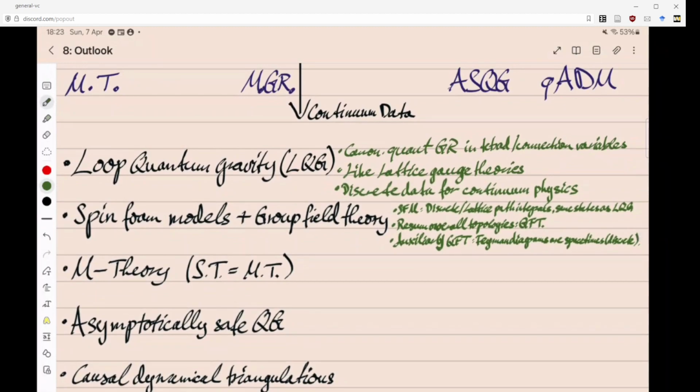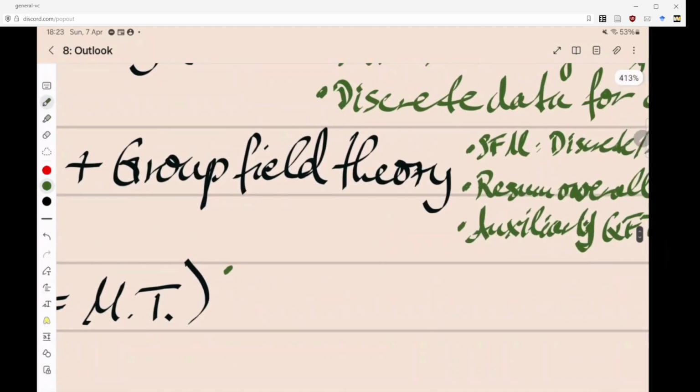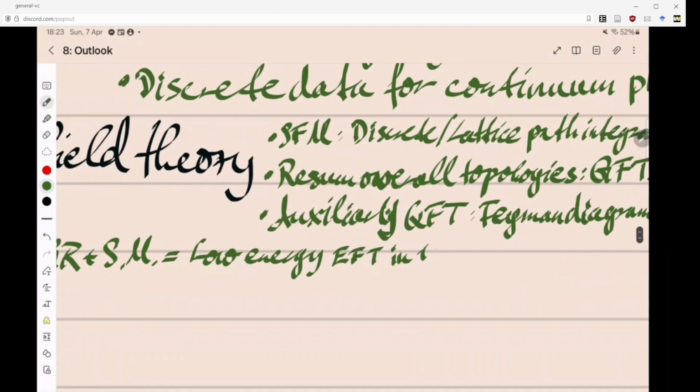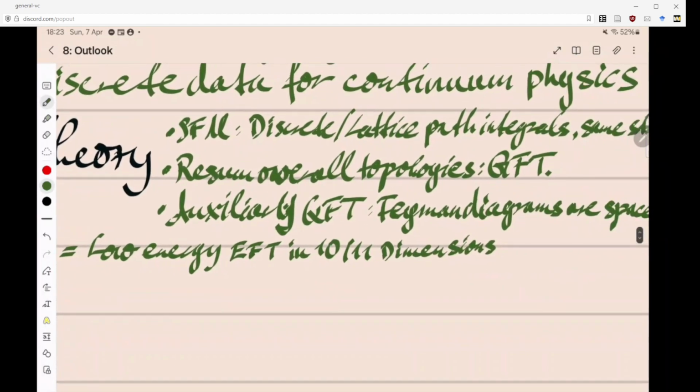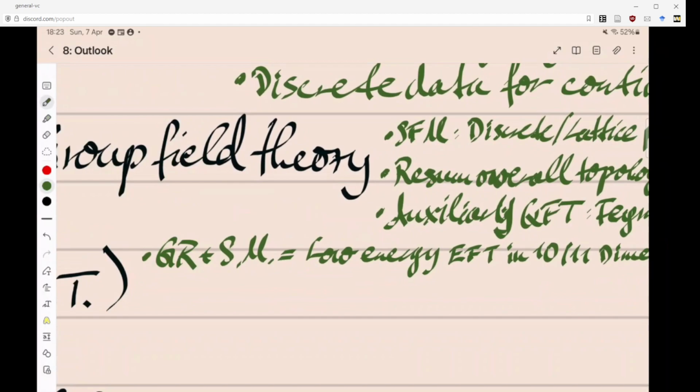Next, we have string theory, or by its bigger, more ominous name, M theory, which I'm going to summarize as GR plus standard model coming from a low energy effective theory in 10 or 11 dimensions. Well, I mean, it's just saying that this part is what we call a low energy EFT coming from string theory. I'm not saying there's nothing else coming from string theory. There definitely are many, many more degrees of freedom in it.